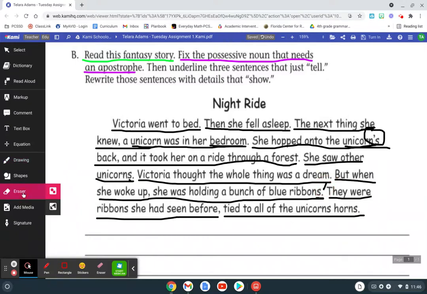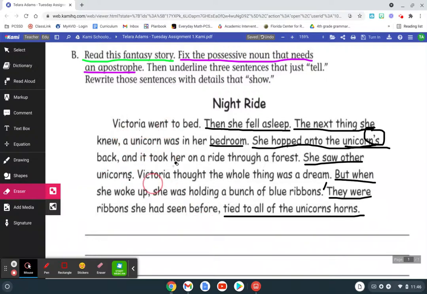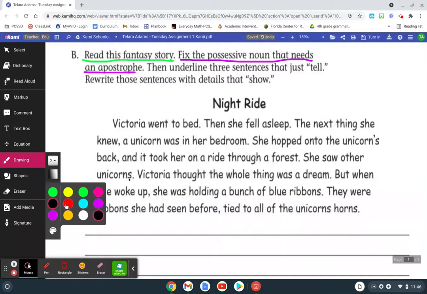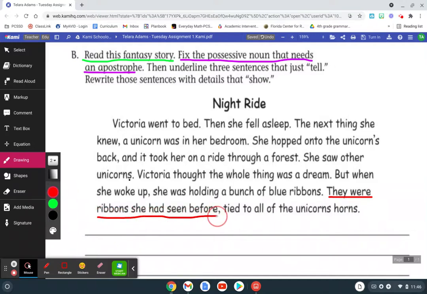I'm going to erase my black line so it's not confusing. We have canceled out all of the other sentences. We know they are correct. So our possessive noun that needs an apostrophe is in our last sentence. They were ribbons she had seen before, tied to all of the unicorn's horns. You are going to write that, just type it here in this white space. Type the noun and add an apostrophe from this last sentence. Fix the possessive noun that needs an apostrophe. Pause this video if you need to.